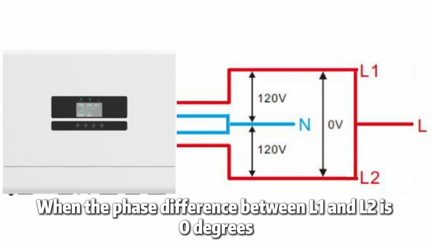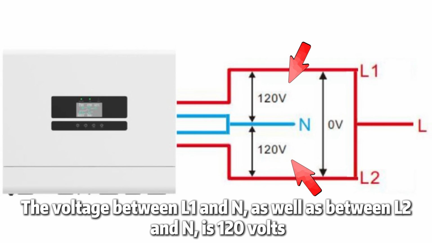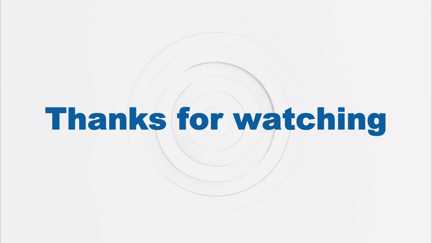Finally, when the phase difference between L1 and L2 is 0 degrees, the voltage difference between the live wires of L1 and L2 is 0 volts. The voltage between L1 and N, as well as between L2 and N, is 120 volts. Thanks for watching.